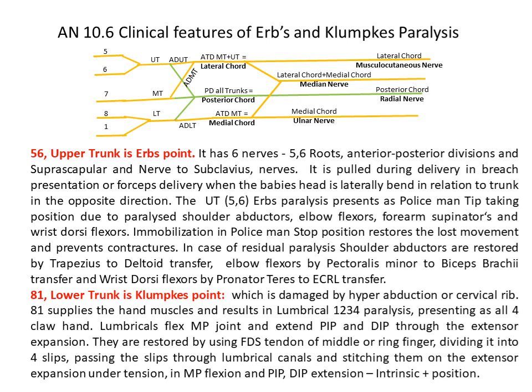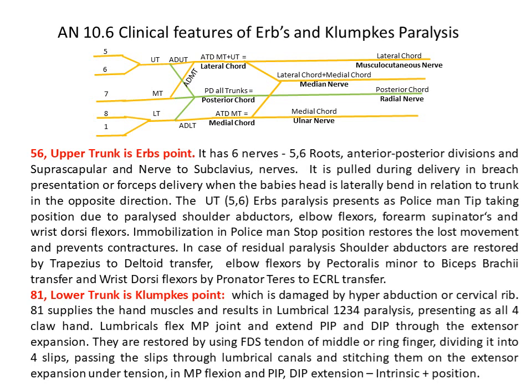The upper trunk paralysis presents as policeman tip taking position. If you visualize this position, you will find that shoulder abductors are paralyzed, elbow flexors are paralyzed, forearm supinators are paralyzed, and wrist dorsiflexors are paralyzed. So policeman tip taking position is the paralyzed position with Erb's paralysis. If you immobilize in policeman's tip position, these movements are totally reversed, and this prevents contracture.